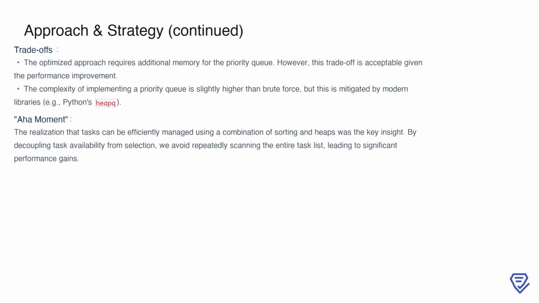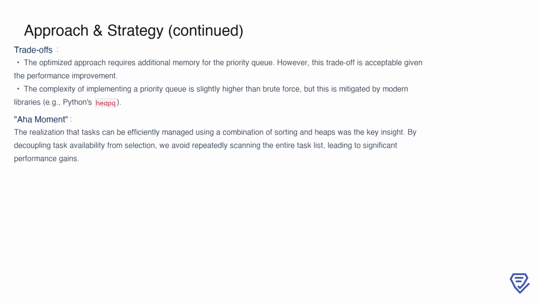While the optimized approach offers substantial performance improvements, it does involve a few trade-offs. One notable trade-off is the additional memory required to maintain the priority queue. However, this is a reasonable price to pay given the significant gains in computational efficiency. Another factor to consider is the slightly increased complexity of implementing a priority queue compared to the brute force method. Thankfully, modern programming libraries, such as Python's heapq, make this implementation straightforward.